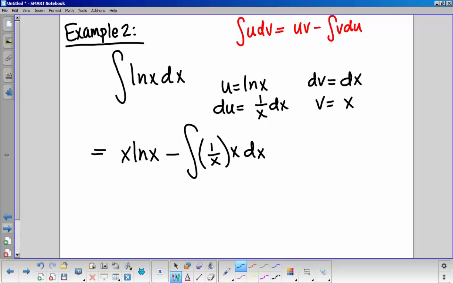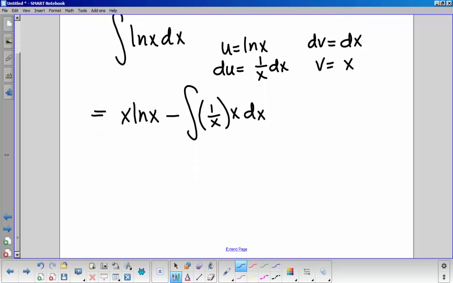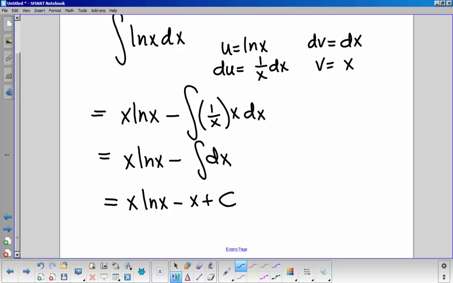So what happens now when you have 1 over x times x? That cancels, and so we have x natural log of x minus the integral of dx, which is just x. So this is x ln x minus x plus c. Most people like integration by parts because it's very formulaic.